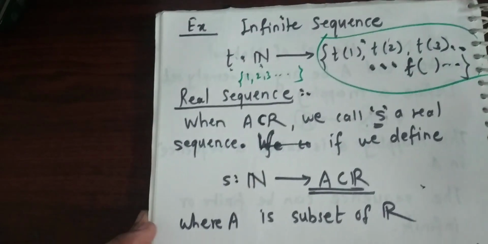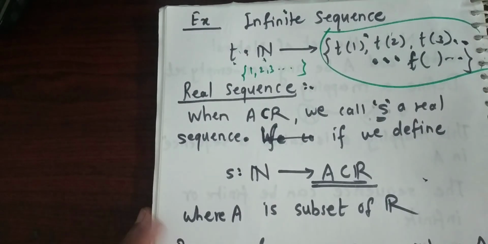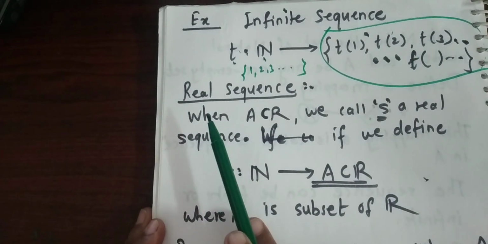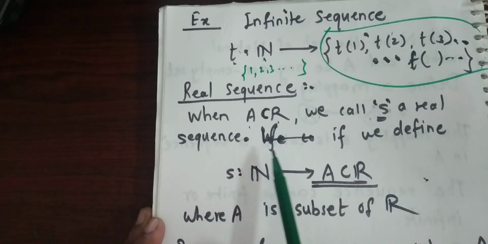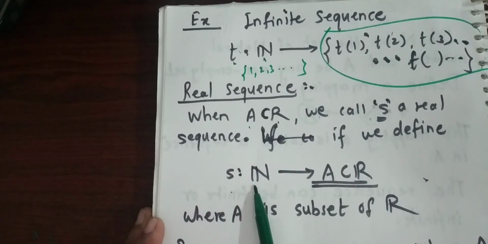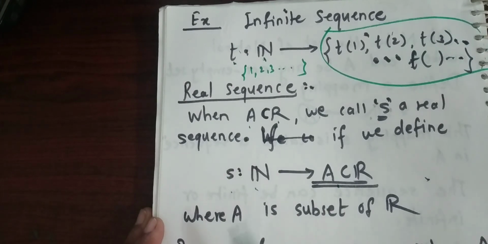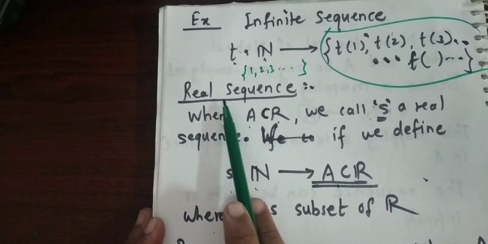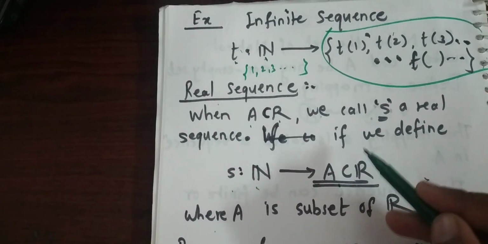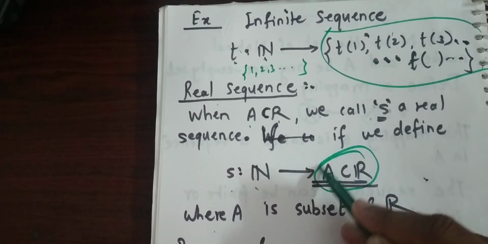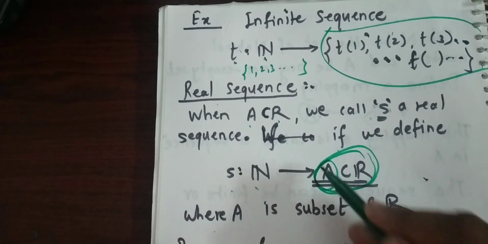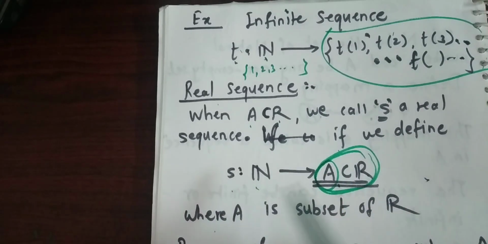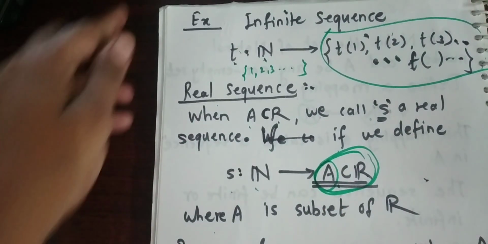So what is a real sequence? A real sequence is when A is a subset of R. If we define S from the set of natural numbers to A, then this is a real sequence. Here A is a subset of the set of real numbers. If the set A is a subset of real numbers, what do we call that sequence? A real sequence. Next, what is the range of a sequence?